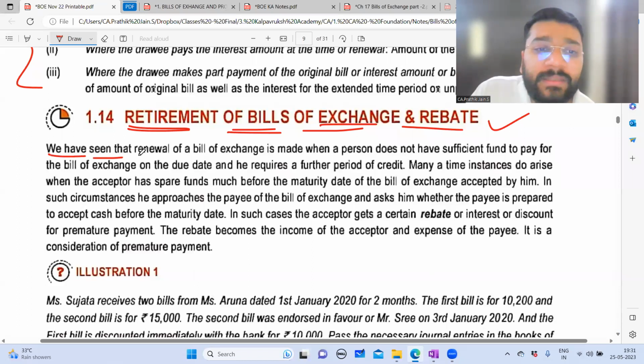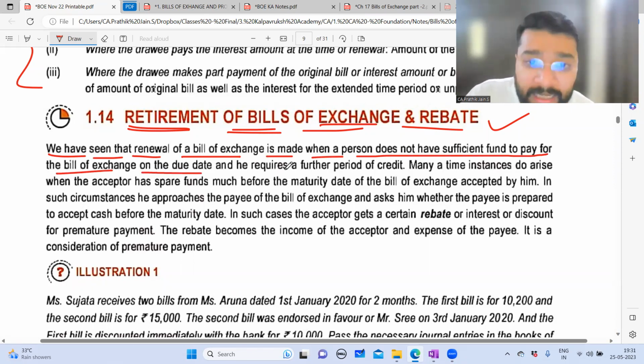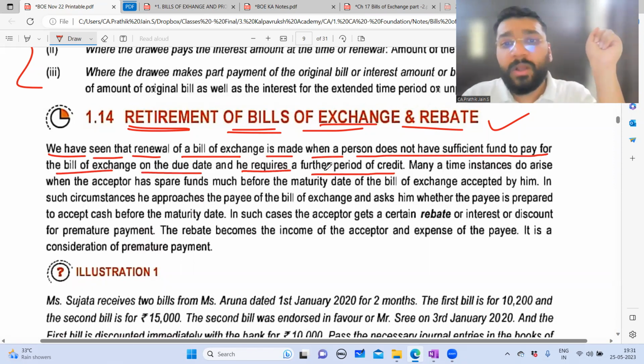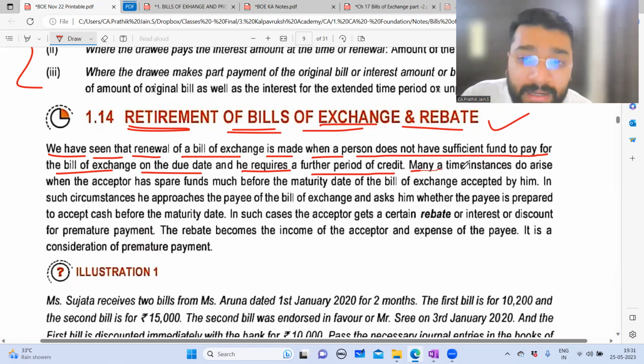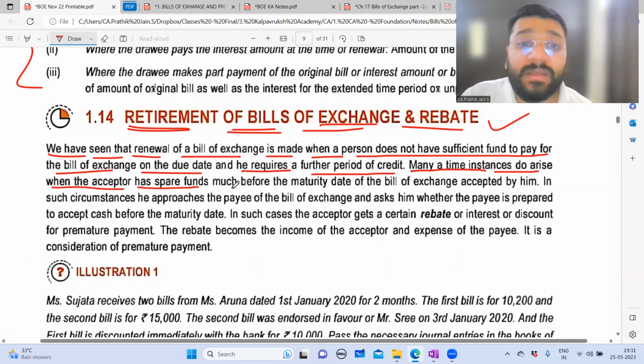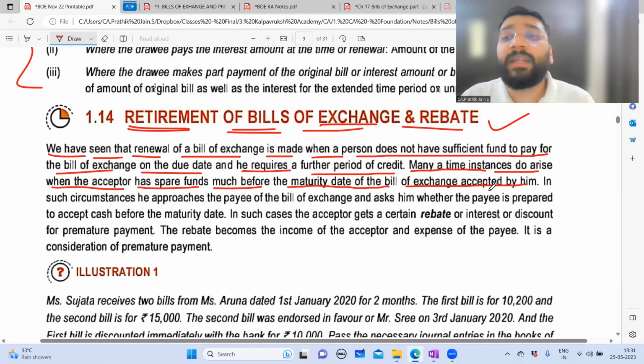We have seen the previous concept, the renewal of a bill of exchange, which is made when a person does not have sufficient funds to pay for the bill of exchange on the due date, and he requires a further credit period. In renewal of bill, on the due date, you don't have money, so you want an extended credit period to make the payment. But many a time, instances do arise when the acceptor, that is the customer, has spare funds. He somehow gets extra funds before the maturity of the bill of exchange accepted by him. So before the due date, he is able to arrange the funds.